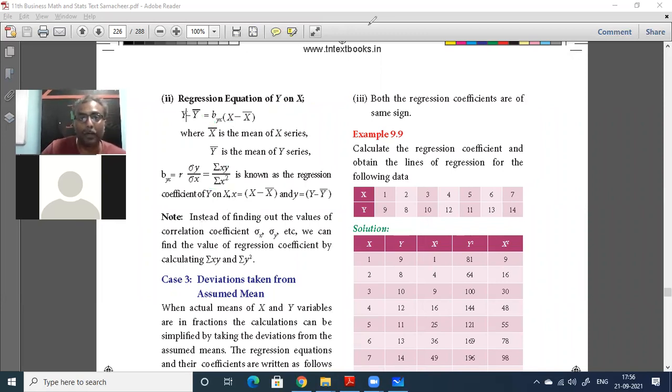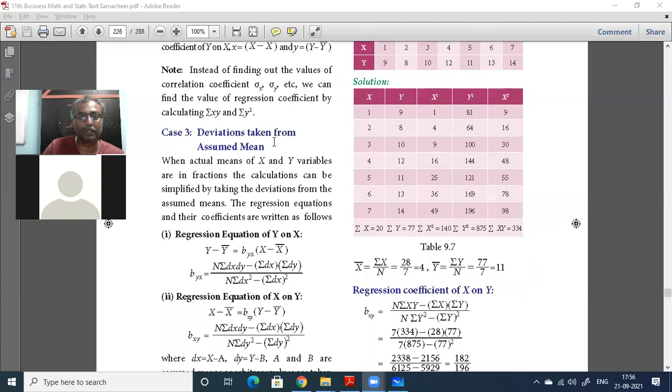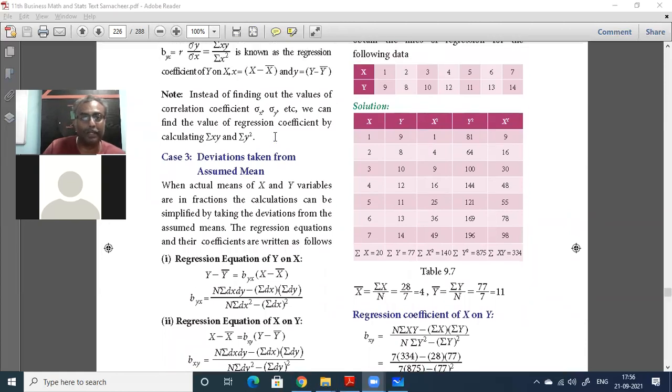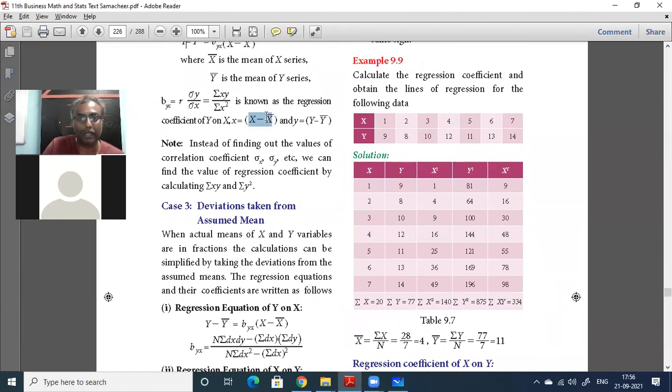Now there is a third type of formula. Suppose your mean is not coming as an integer, then your calculation will be very difficult when you use the first method or second method. Every time calculating x minus x bar, suppose x bar is 2.375, then you're calculating 5 minus 2.375, 6 minus 2.375. That's all difficult. In that case, you should take an assumed mean, as before. When the mean is not an integer, that's when you take an assumed mean. Same here also.